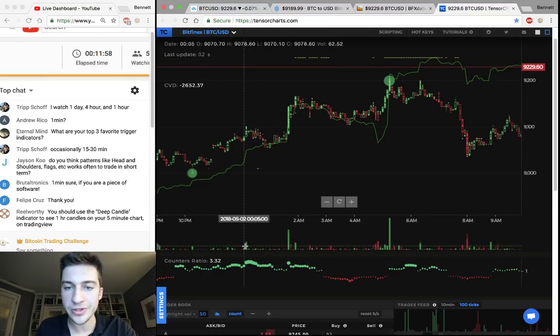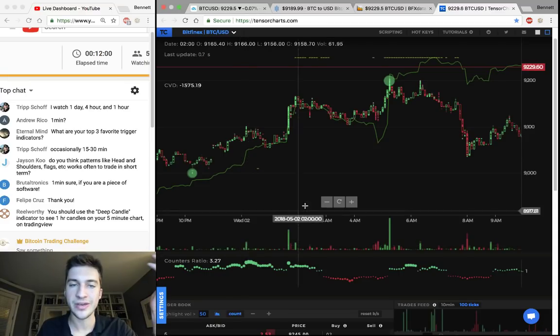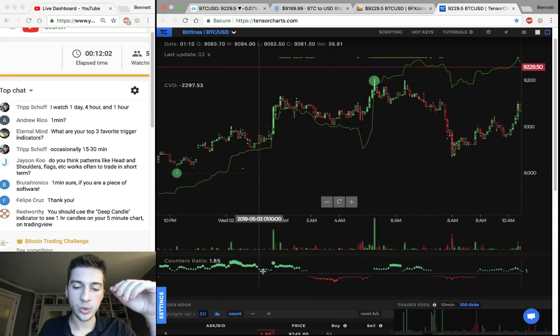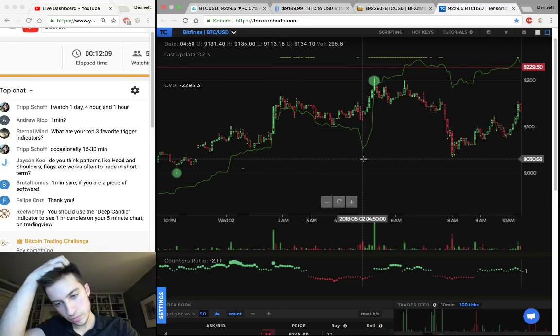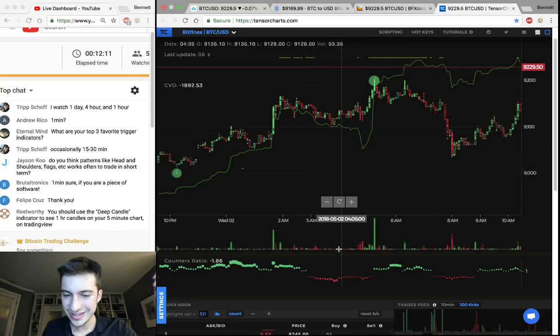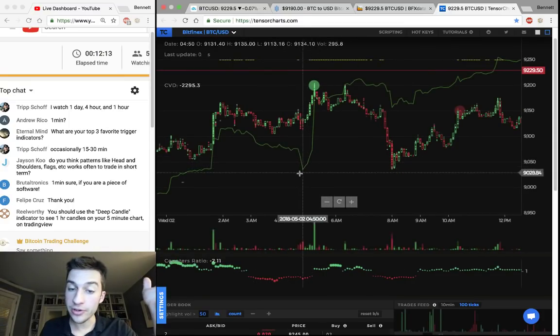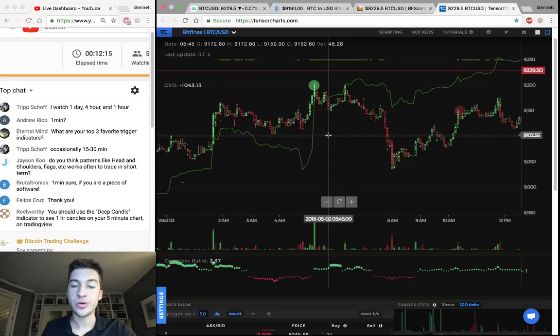I mean, the volume here is reading like 62 and 42 and 7. That's just nothing. We only want to use the counters ratio when we're in average volume or higher volume. We don't really care too much when we get volume like this because that's just not enough volume. However, CVD doesn't have that issue because it's just a running total of market buys minus market sells.